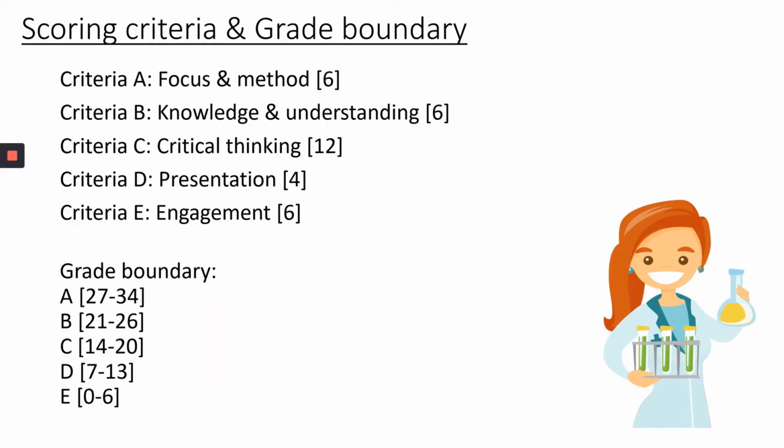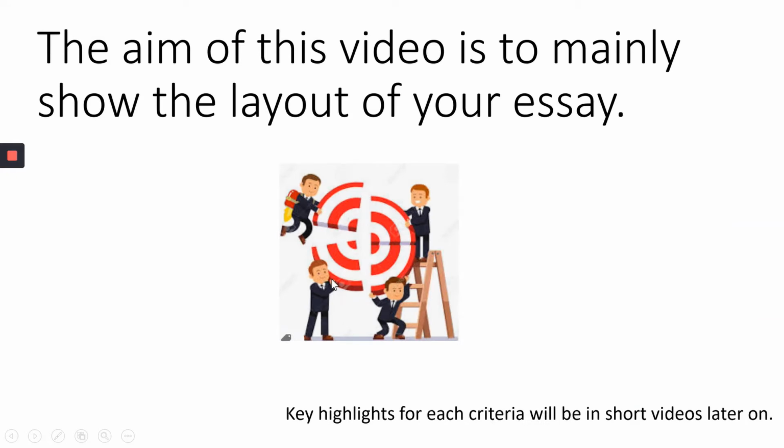These are the scoring criteria and grade boundary for the IB Biology EE. These are the scores allocated to these criteria and these are the grade boundaries. Again, just a reminder, the aim of the video is to show the overall layout of your essay, so what we expect students to write out. Regarding the highlights for each criteria, they will be covered in short videos later on. So let's get started.